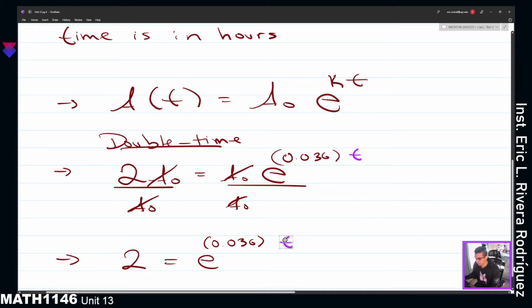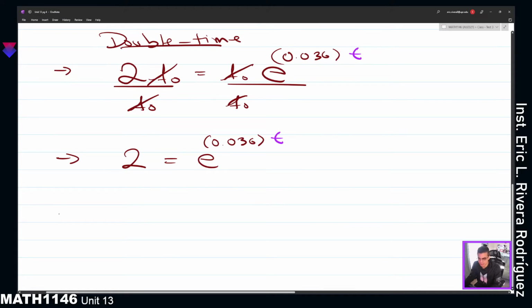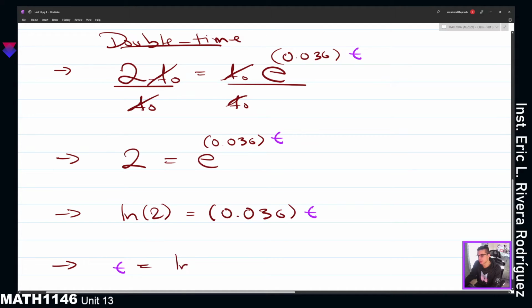So this part is very similar to the one that we did at the beginning. The only difference is that instead of looking for k, we're looking for t. So natural log on both sides brings 0.036 times t. So t equals natural log of 2, all this divided by 0.036.